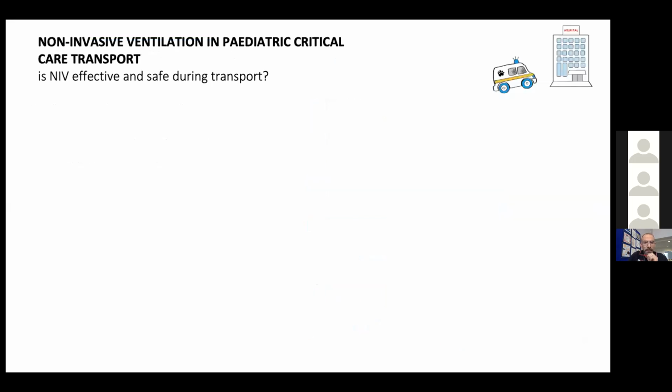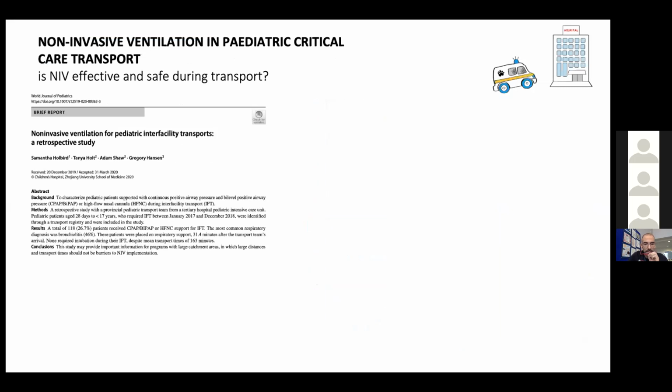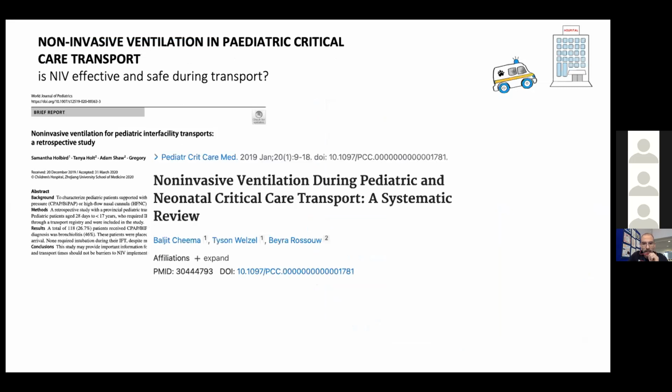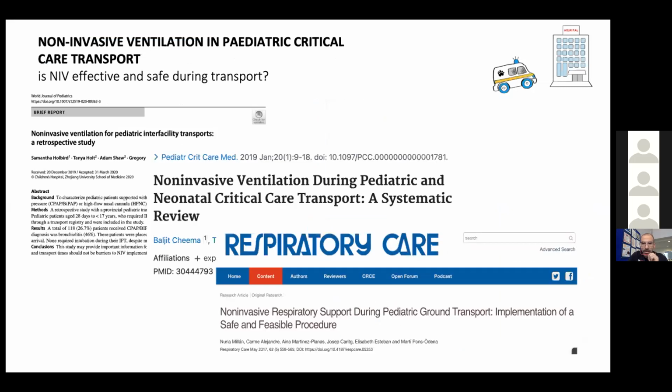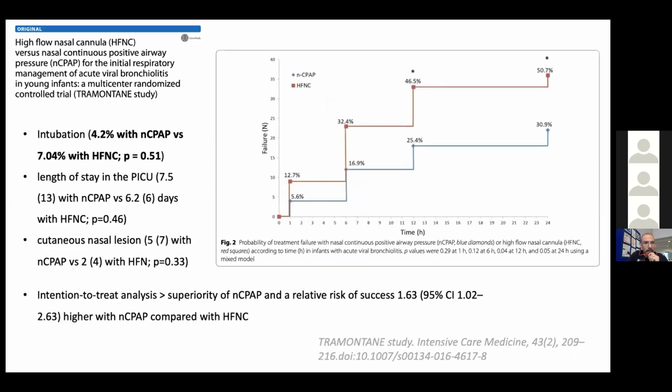So NIV has been demonstrated to be effective on transport, and you have a lot of literature about that. And if someone is really interested in that, please feel free to contact me via email, and we can discuss further.